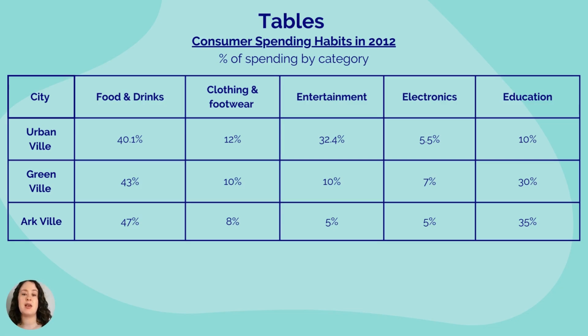Here you can see an example of a table. As you can see, this table shows the consumer spending habits of 3 different cities in 2012. As you can see, the furthest left column shows the different cities, and the top row gives you information on what the different categories of spending are. When dealing with tables, pay attention to any titles that are given.